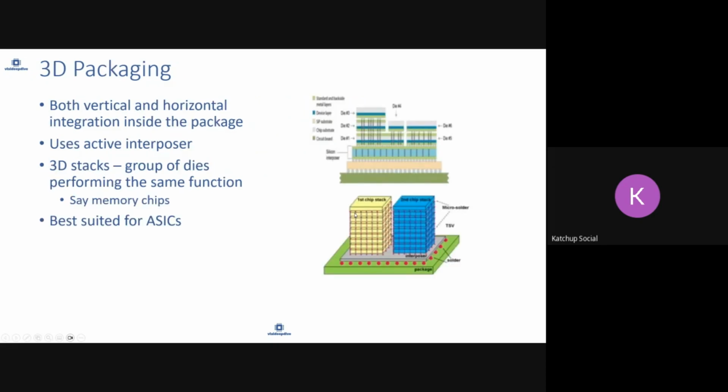Now it evolved into 3D packaging. Earlier you were stacking horizontally, and there was an interposer layer. But what if you can stack one IC or chip on top of another, and use an active interposer? In 3D stacks, you have a group of dies one on top of another, typically performing the same function, for example memories. It is typically best suited for application specific chips to enable better functionality.